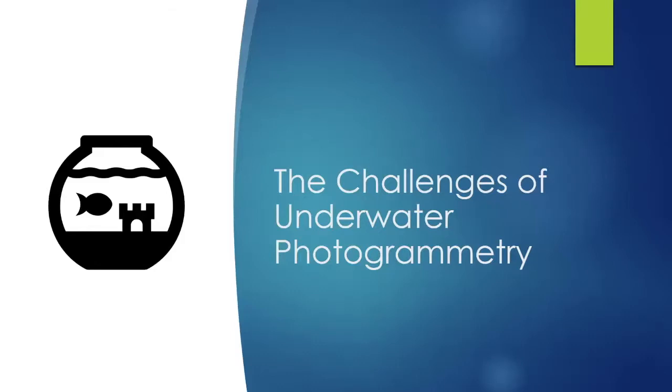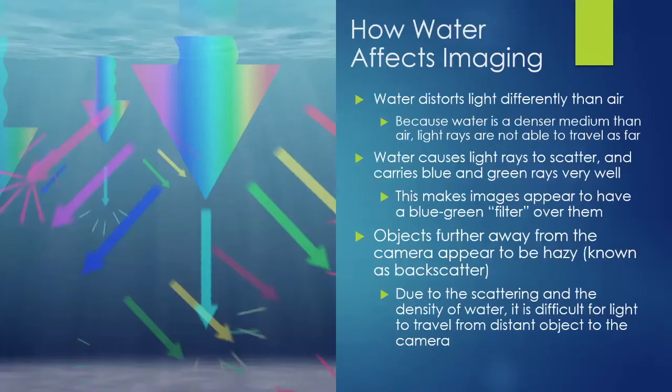So the challenges of underwater photogrammetry. The biggest change, obviously, from conventional photogrammetry on land to underwater would be the medium. So water works very, very different from air. It distorts light differently, and it's a much denser medium. So water causes light rays to scatter, and it carries blue and green light very, very well. So this makes images appear to have sort of a bluish green kind of filter over them.